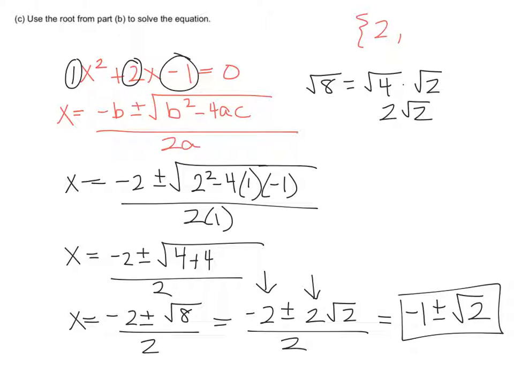So my answers are 2, which I already found in part B, and then negative 1 plus square root of 2, and negative 1 minus square root of 2. So these are my 3 solutions and answers to my problem.